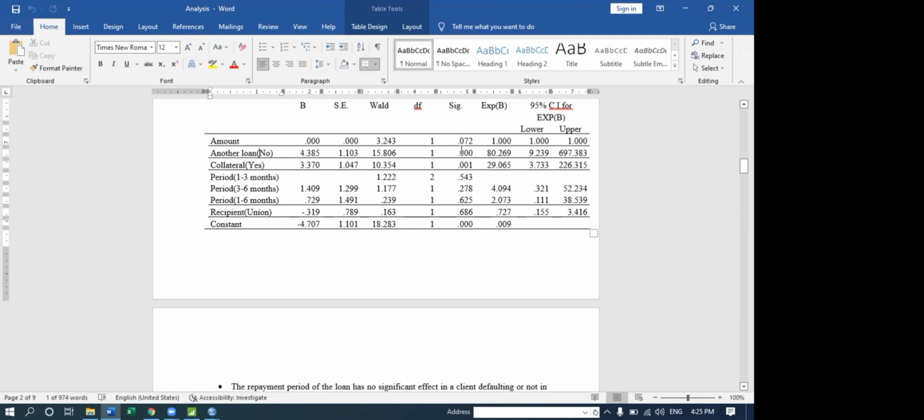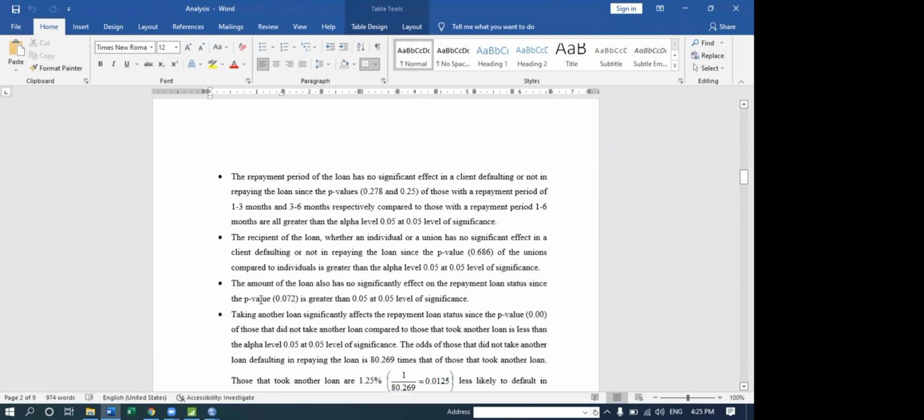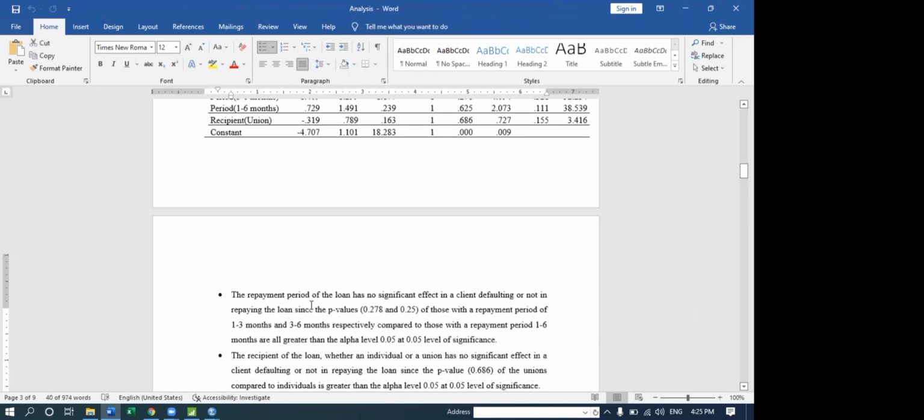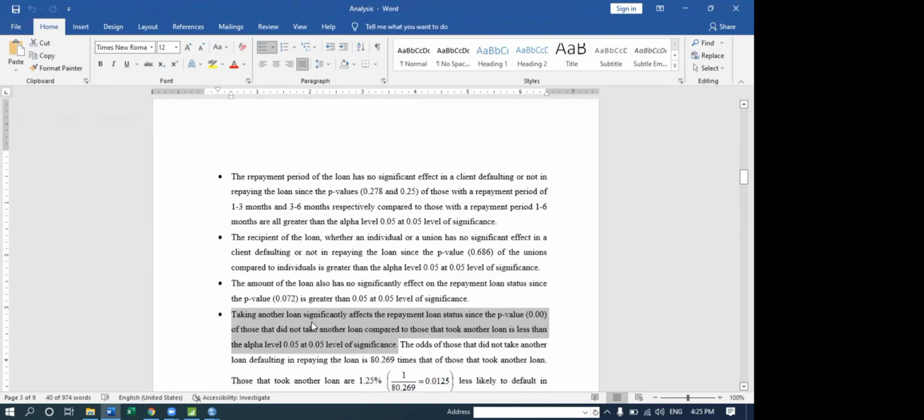If you want to interpret based on this, you will do no against yes. But since it's so high, I will take the inverse, that means the reciprocal of this. And when I take the reciprocal, I will now change this to yes against no. So that's what we'll do first. So let me interpret. Look at it. Taking another loan, that is yes. If you watch my interpretation, I didn't put the word yes. But what's the meaning of yes? Take another loan, yes, means I'm taking another loan. Take another loan, no, means I'm not taking another loan.